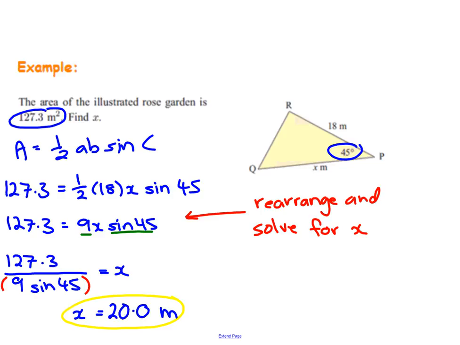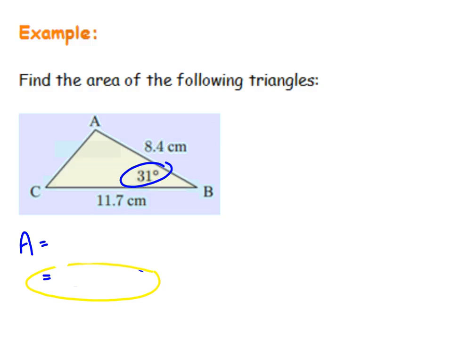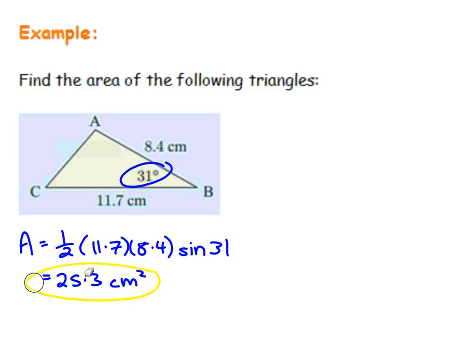Again, find the area of the following triangles. Let's see, have we got the two sides and an angle in between? Yes, we do. So we can go straight to subbing it in. Area equals a half of the two sides multiplied together, so 11.7 multiplied by 8.4. Don't forget, it's multiplied then by the sin of 31. And then you can just throw it in the calculator like this. Instead of using a half, you can use 0.5, but I would recommend plugging it in like this. You know how to make fractions anyway. And hopefully when you do that, you get 25.3 centimeters squared, because we're talking about area, so you need to round to 3 sig figs and have square units.